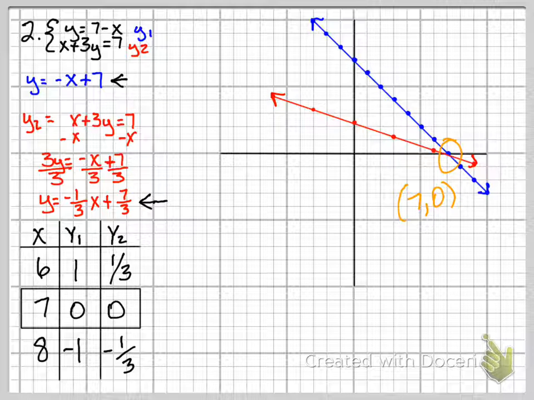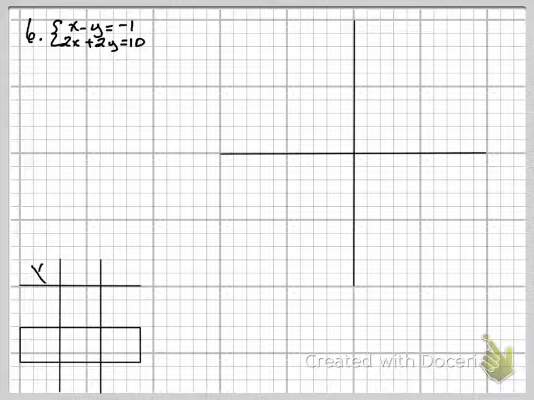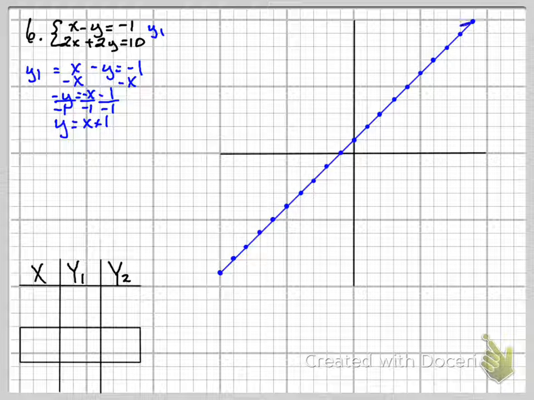All right. Number 6. I have x minus y is negative 1 and 2x plus 2y is 10. Y1 is x minus y is negative 1. I subtract my x. Negative y is negative x minus 1, divide by negative 1, and we get y is x plus 1. Graph that out.